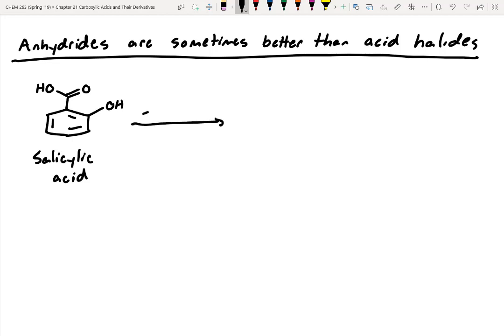Salicylic acid can be treated with this anhydride. What's this anhydride called? Think about the carboxylic acid that was used to make it. So if we break this apart, what would that carboxylic acid be if it had a proton, right? Acetic acid. So this would be acetic anhydride. So you can react salicylic acid with acetic anhydride.